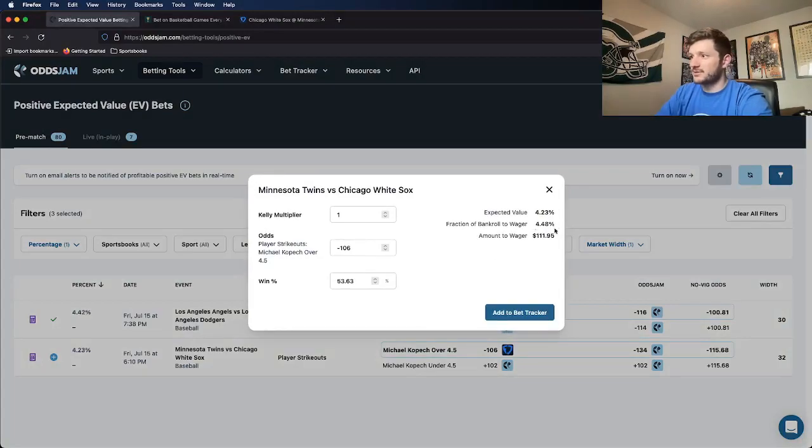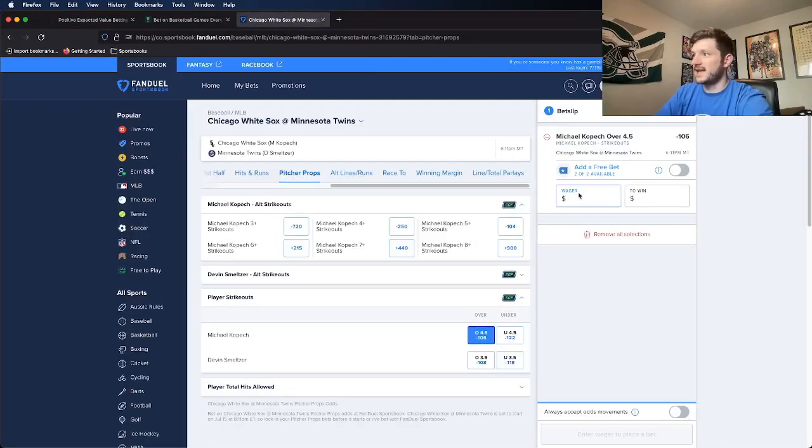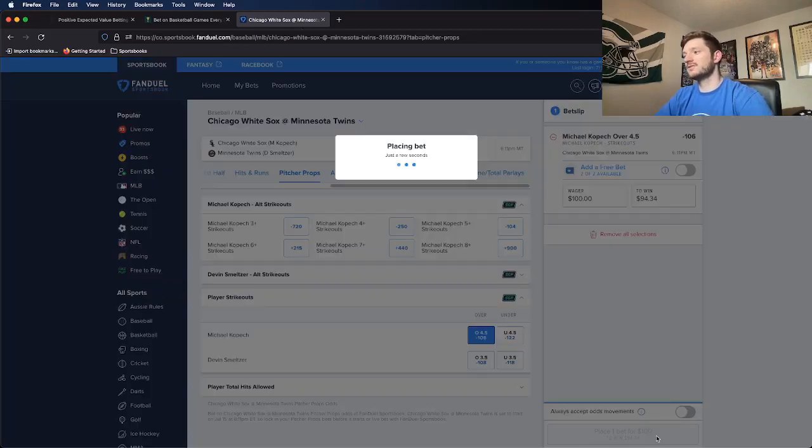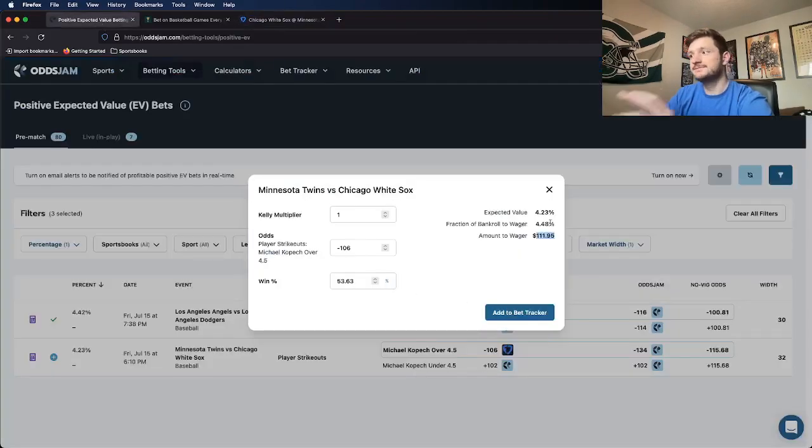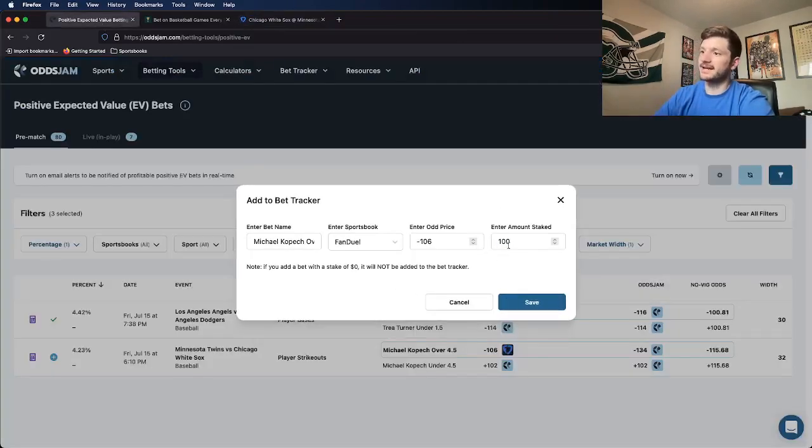For this one, I'm going to round this down to 4 units, make this a $100 4-unit play. So for those of you tailing at home, this Michael Kopech, over 4.5 strikeouts is going to be a 4-unit play. Let me just add this to my bet tracker, and now let's talk about it.